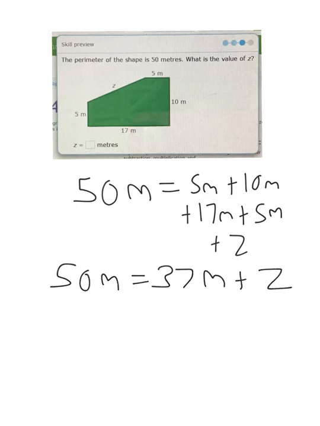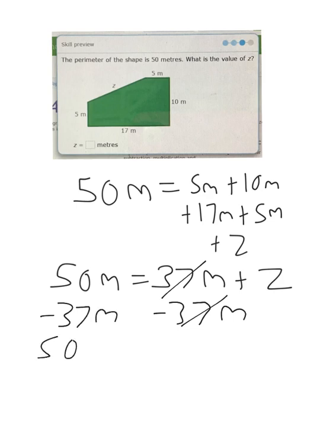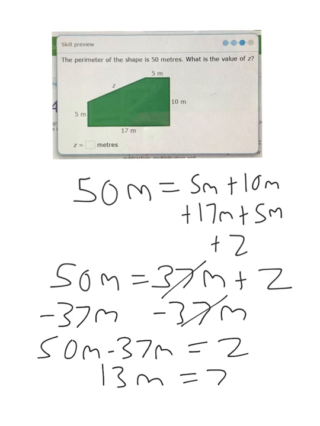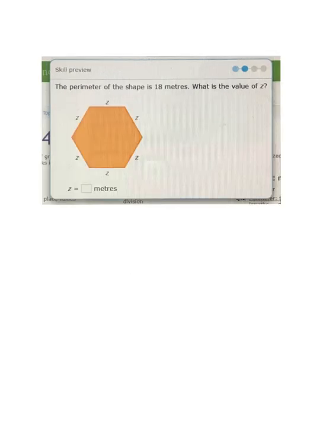Now we're using kind of some of that algebra, really. We're essentially minusing 37 from 50, but I'm going to really show it. So I'm going to say minus 37 meters from this side, so they cancel out, minus 37 meters. So 50 meters minus 37 meters equals z. 50 minus 37 is 13. 13 meters equals z. So this must be 13 meters. If you want to check, you can say, well, does 13 plus 37 equal 50? Yes.